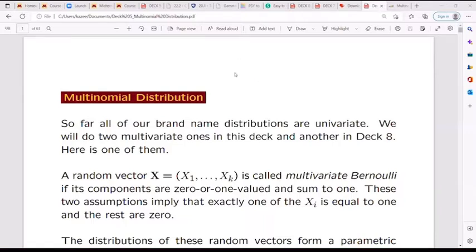I want to welcome you to today's material. We are still on deck 5, and this is the multinomial distribution.